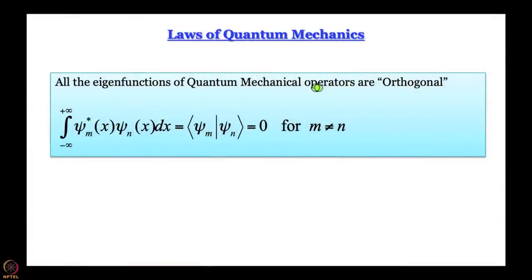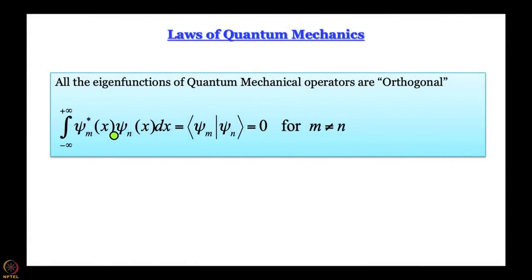Once again, if we get the scope, we will come back and discuss in a little more detail later on why it is that Hermitian operators have real eigenvalues. For now, let us take it axiomatically. All right. Now we come to the next postulate. All eigenfunctions of quantum mechanical operators are orthogonal. In fact, I would like to restate this by saying all eigenfunctions of quantum mechanical operators can be represented as linear combinations of functions that are mutually orthogonal.